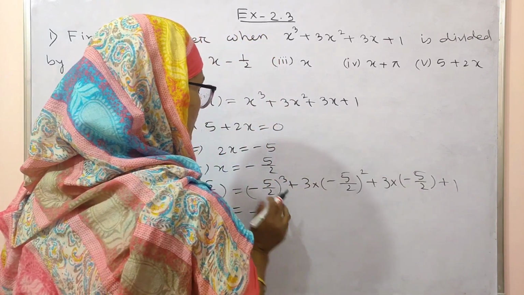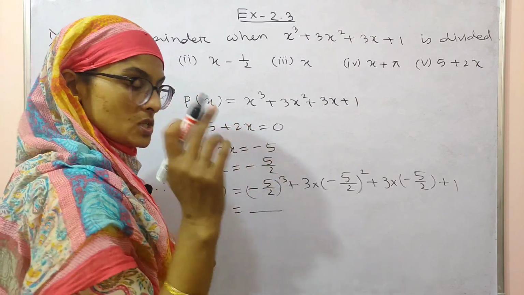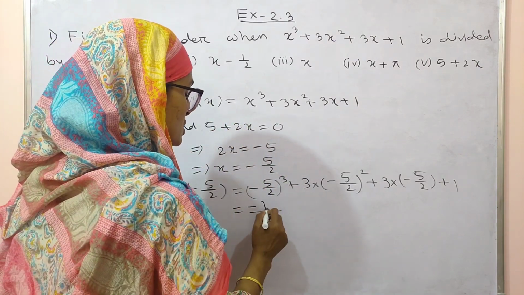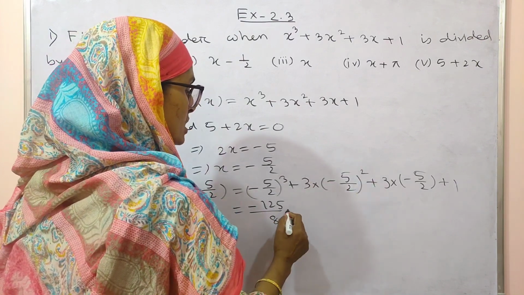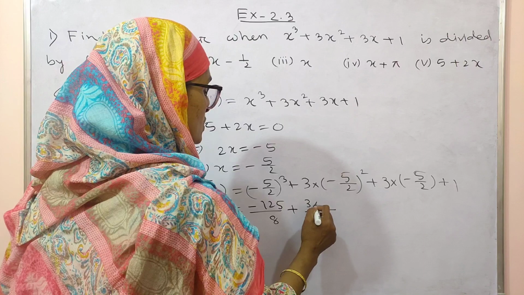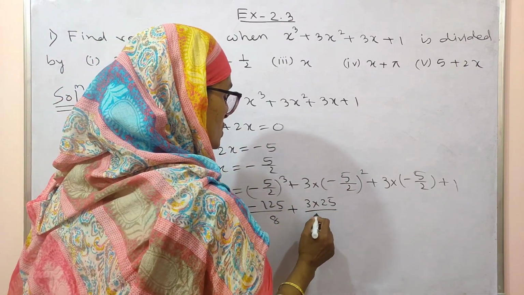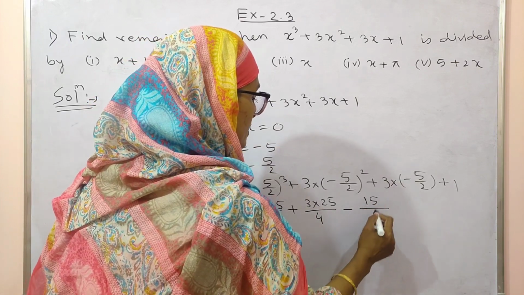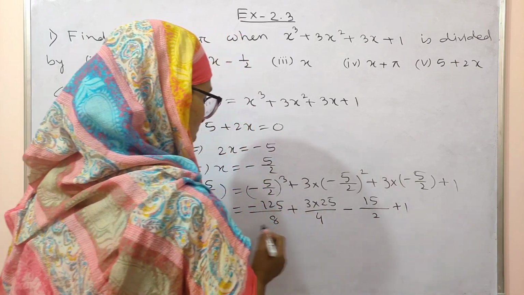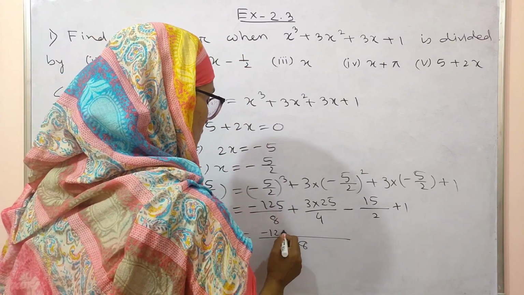So you will get here minus to the power cube. That means you will get minus 5 cube means 125, 2 cube 8. Here minus square, so you will get plus 3 into 25, 5 5s are 25, 2 square means 4, minus 3 5s are 15 by 2 plus 1. Now take the LCM, 8. You will get minus 125.